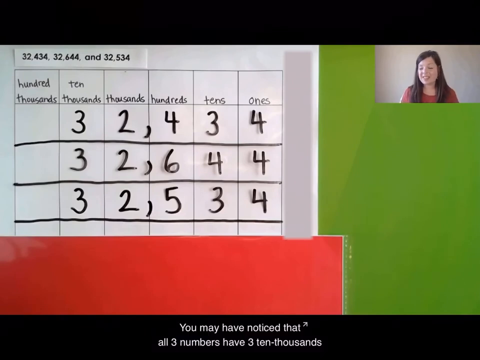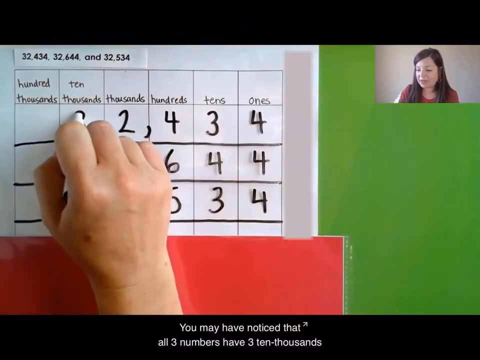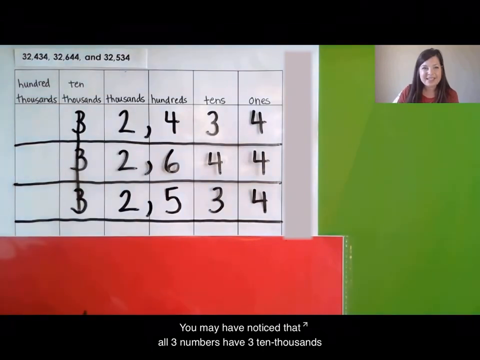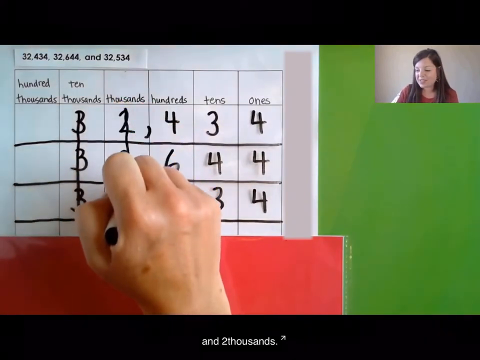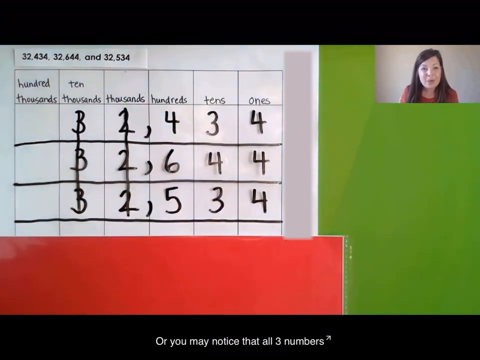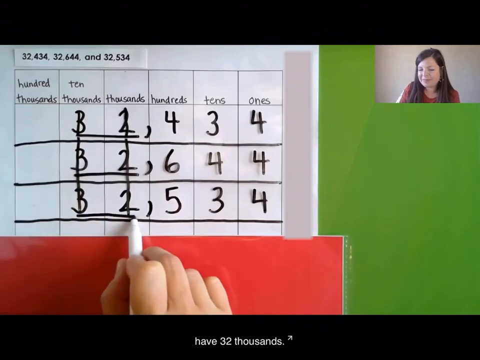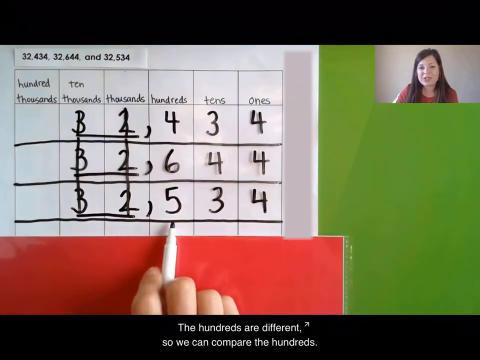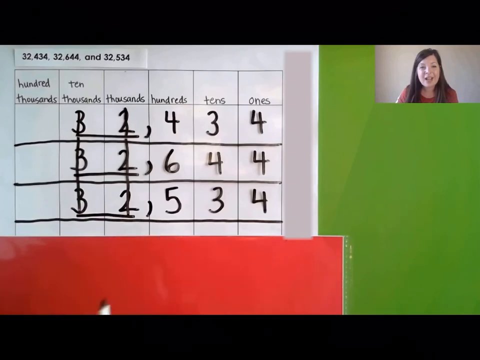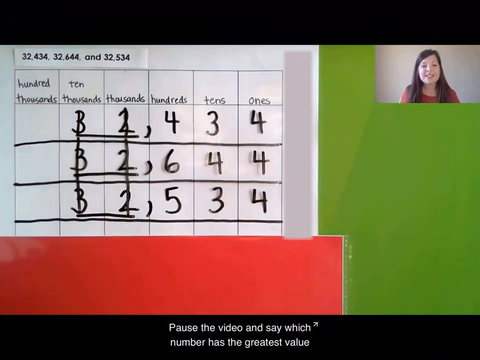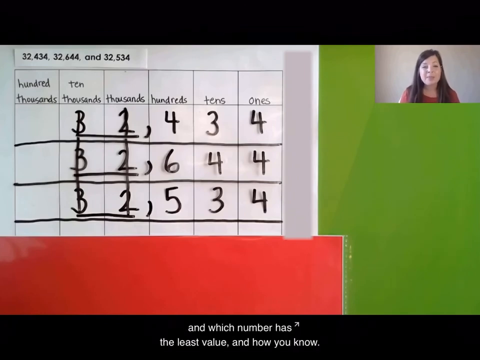You may have noticed that all 3 numbers have 3 10,000s and 2 thousands. Or you may have noticed that all 3 numbers have 32 thousands. The hundreds are different, so we can compare the hundreds. Pause the video and say which number has the greatest value and which number has the least value and how you know.